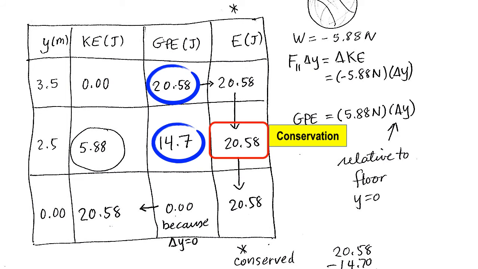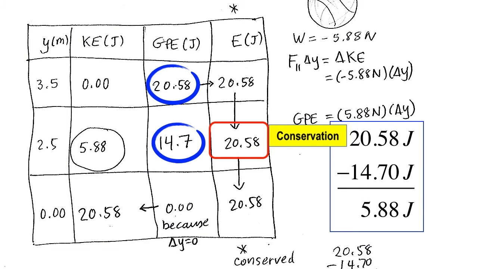All right. Now, conservation of energy means that 20.58 is equal to 14.7 plus whatever the kinetic energy is. So if you want to figure out the kinetic energy, you just subtract. So 20.58 total energy minus the GPE, and that gives you 5.88 for the kinetic energy at the elevation that you seek. So there's other ways to calculate this. I'm not saying there isn't. But if you do want to take a systematic table approach, this is one way to do it.